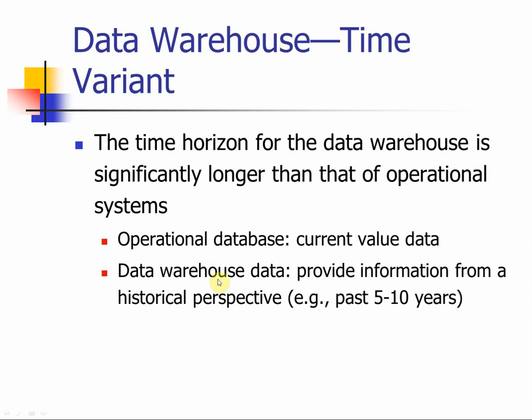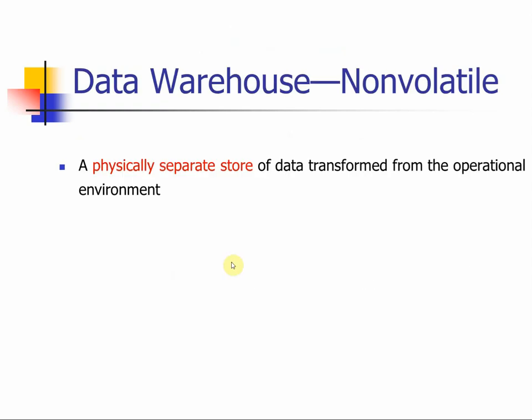What a data warehouse wants to focus on is providing information from a historical perspective, possibly the last decades of information. They want to gather all of those to find a trend or to find the important information hidden inside of the data warehouse. So finally, it's non-volatile.